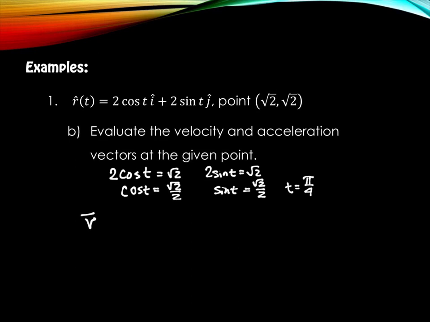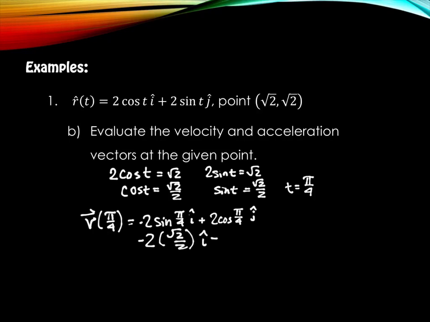So we're finding the velocity at pi over 4, because that's the corresponding t value to the point square root 2, square root 2. So this is negative 2 sine of pi over 4 i plus 2 cosine of pi over 4 j. So obviously sine of pi over 4 is square root 2 over 2, and so I have negative 2 times square root 2 over 2 i, and I have the same thing, 2 times square root 2 over 2 j.